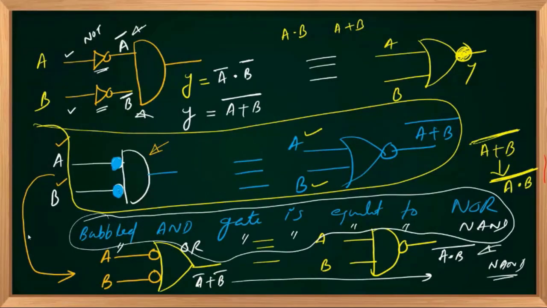Right? And you're having some doubts in your mind. What about a bubbled NAND, bubbled XOR, bubbled XNOR, bubbled NOR? All that we'll take up. So shall I move to next slide?